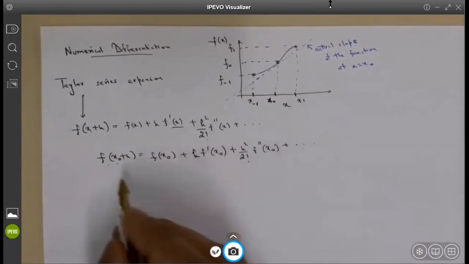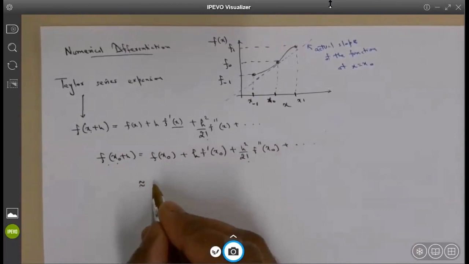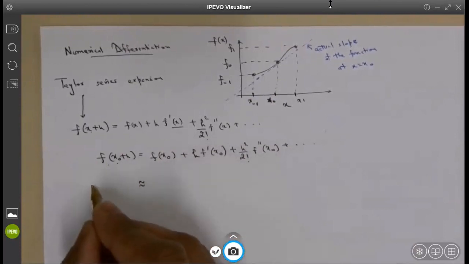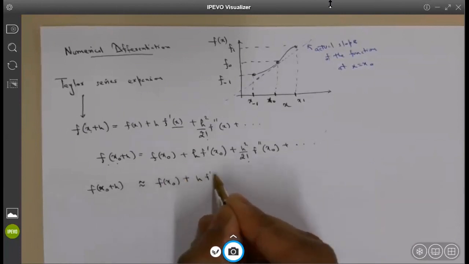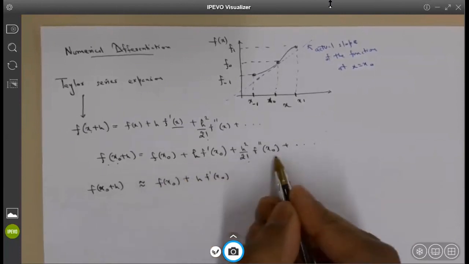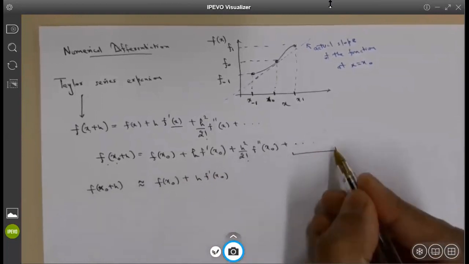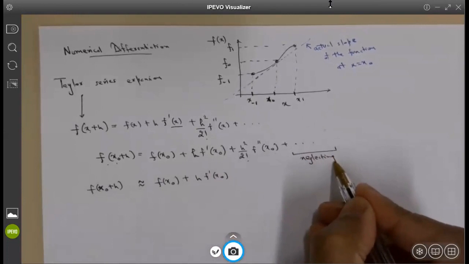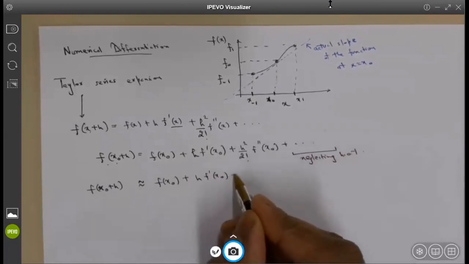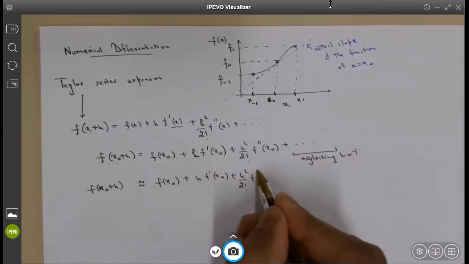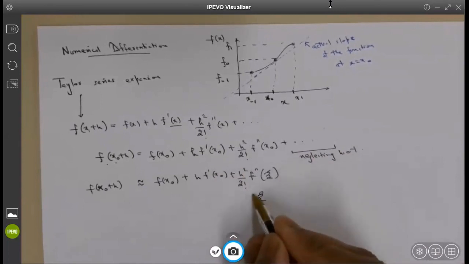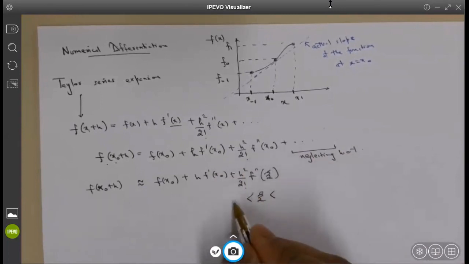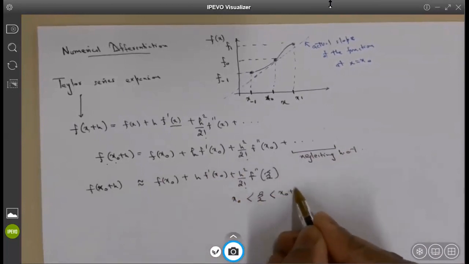Now, I can truncate this series up to a certain number of terms. I'm saying that I'm only using the second derivative and all the higher terms are neglected. So neglecting higher order terms, this will be given by h squared by 2 factorial f double prime zeta, where zeta is a number which lies between x naught and x naught plus h.